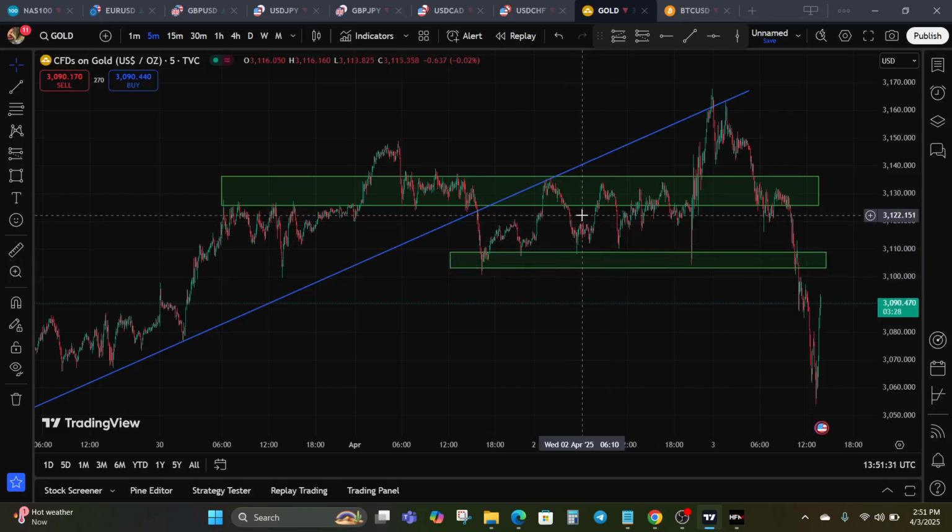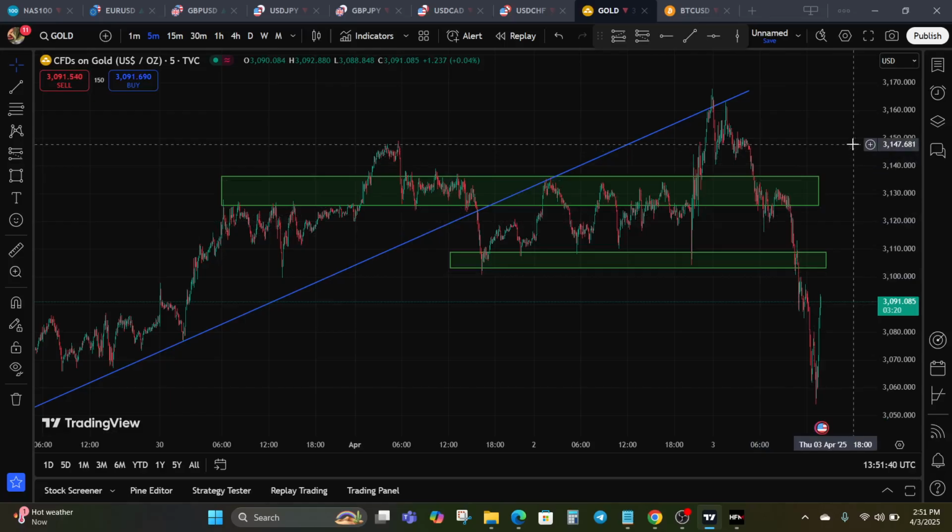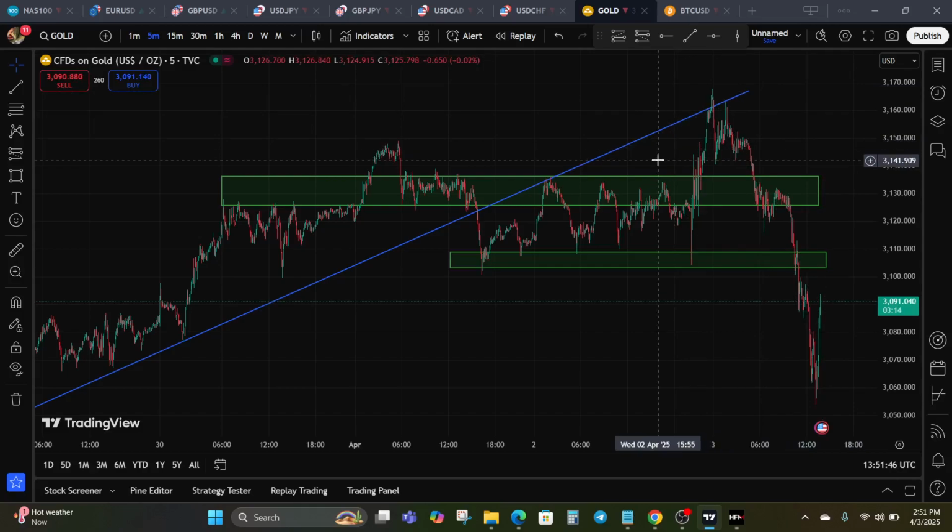Then you watch out for psychological price levels as well. Round numbers like 3,000, 3,100, 3,130, 3,150, 3,170, and so on and so forth can often act as breakout zones. That's what we call psychological price levels. Marking these levels on your chart also helps you to stay prepared for potential trade opportunities.